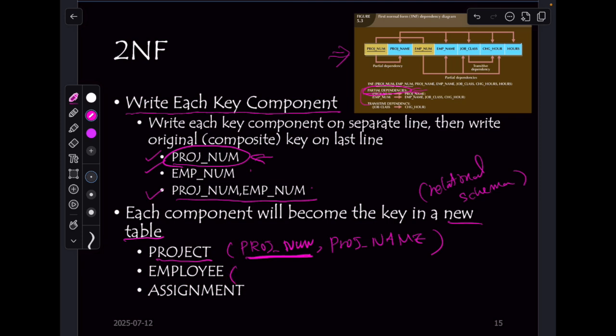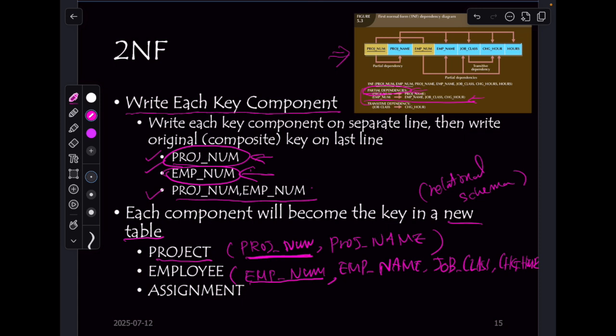And the next partial dependency given here is from employee number. So employee number would be our new key value, so I will underline it. And what other attributes do you have to include, given in the partial dependency? So employee name, job class, and charge hour. Note that we still have a transitive dependency here, but you don't have to worry about this transitive dependency in this step, second normal form.